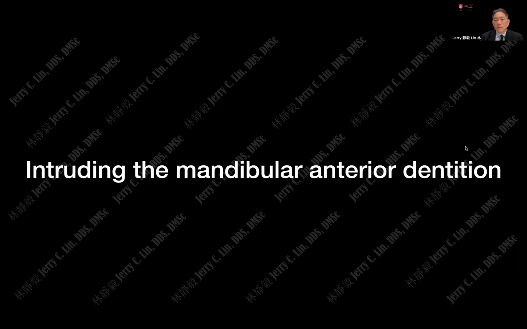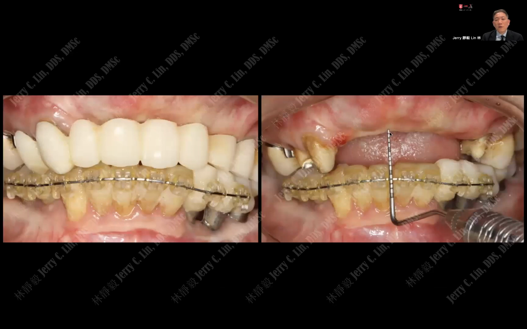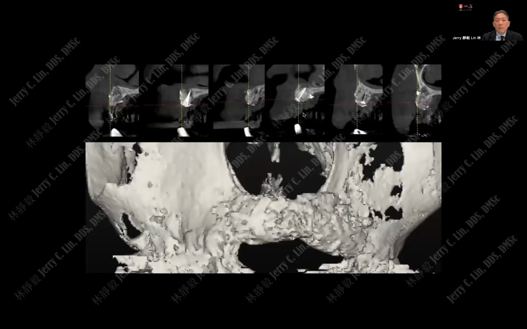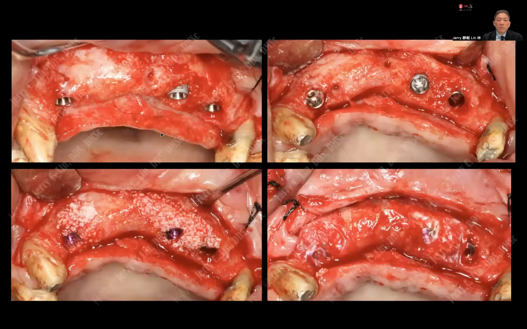Then I asked the orthodontist to intrude the mandibular anterior dentition, because those teeth actually have compensation syndrome. So we need orthodontics to intrude those anterior teeth. Now we have good room for the aesthetic zone, and very good bone has built up, and it's time to place implants.